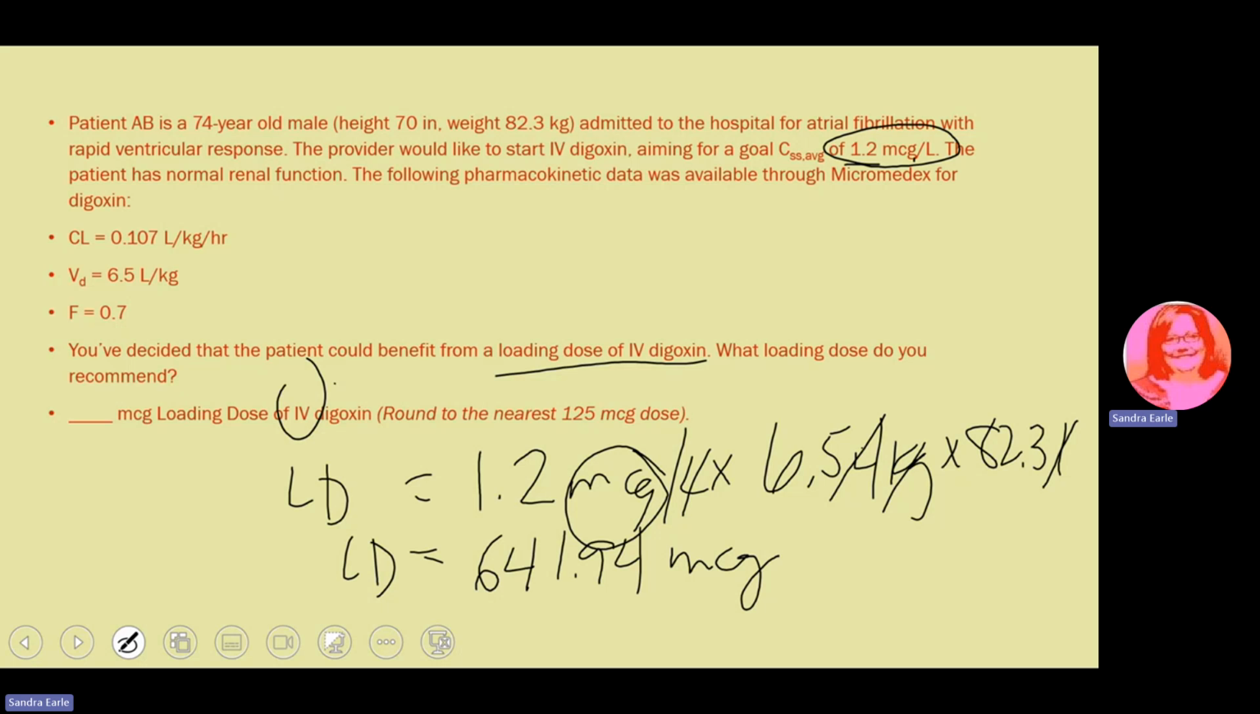And again, we want to round it to the nearest 125, so I'm going to divide it. That's like 5 doses. So 5 times 125 is 625. So we're going to recommend an IV loading dose of 625 micrograms.